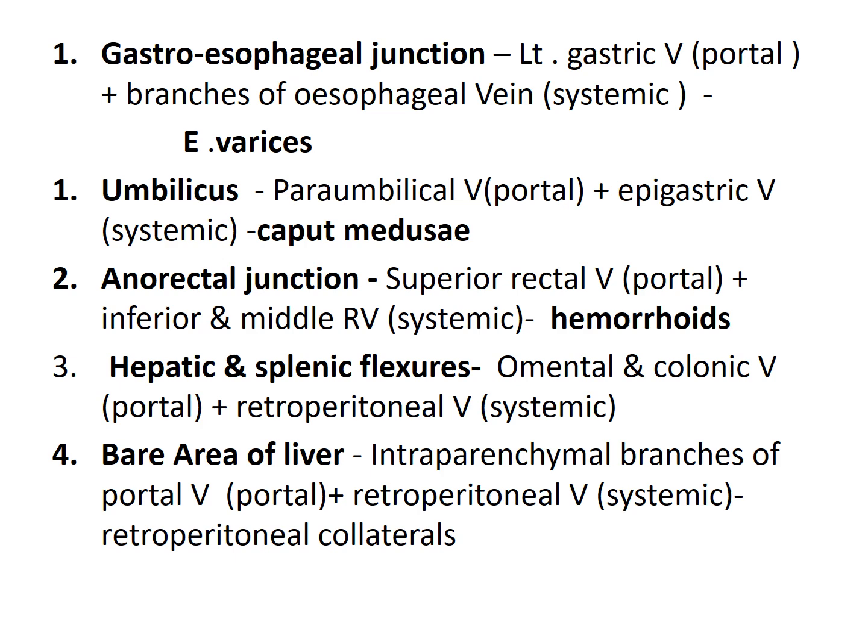Then anorectal junction. Superior rectal vein from the portal side, and inferior and middle rectal veins from the systemic side form the hemorrhoids, and there might be hemorrhoidal bleeding during portal hypertension. In the retroperitoneal area, hepatic and splenic flexures, omental and colonic veins from the portal side and retroperitoneal veins from the systemic side are anastomosing. And at the bare area of the liver, intraparenchymal branches of the portal vein from the portal side and retroperitoneal veins from the systemic side form the retroperitoneal collaterals, and these rupture during portal hypertension.